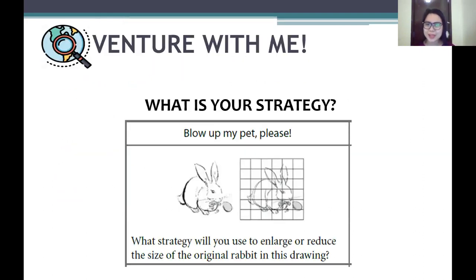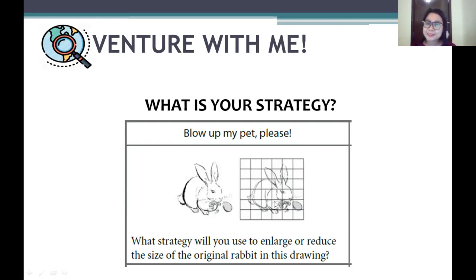What is your strategy? You need to be very careful with this because this chapter only has 4 lessons. And at the end of this, we'll have a performance task. You have an option whether to do performance task 1 or 2. The other performance task is on drawing, like this one.